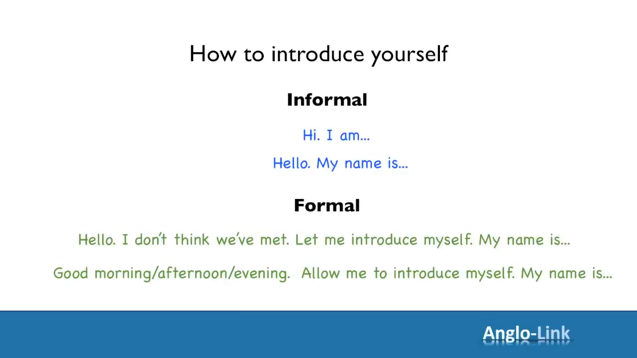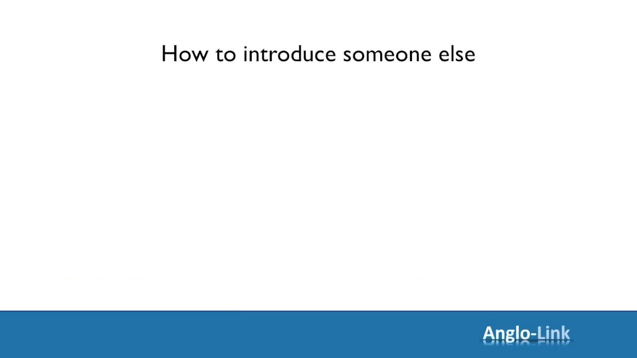Okay, let's look at how you can introduce someone else. In an informal situation, again, it's nice and easy. Just say, this is. For example, this is my friend Sue. You could say, this is my brother, John.